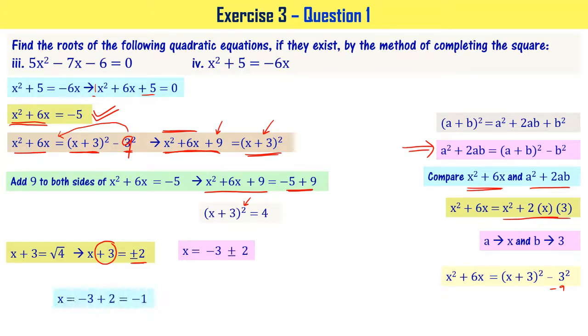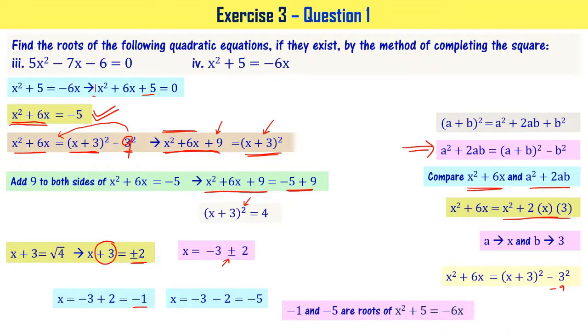So x can be written as minus 3 plus 2. It means x equal to minus 1. And if I take the negative symbol here, then it is going to be x equal to minus 3 minus 2, that is equal to minus 5, right? To answer the question, the roots are minus 1 and minus 5. Got it?